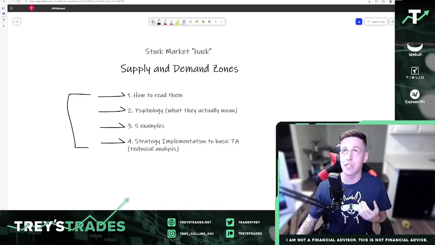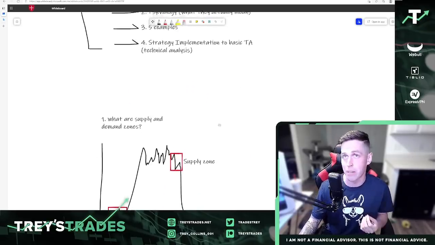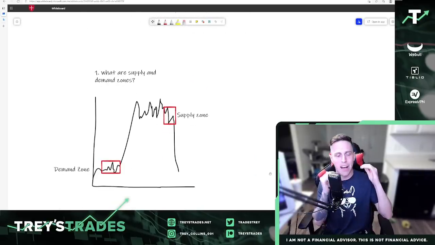So we're going to start off here basically with how to read supply and demand zones. So what are they, right? What is a supply and demand zone?